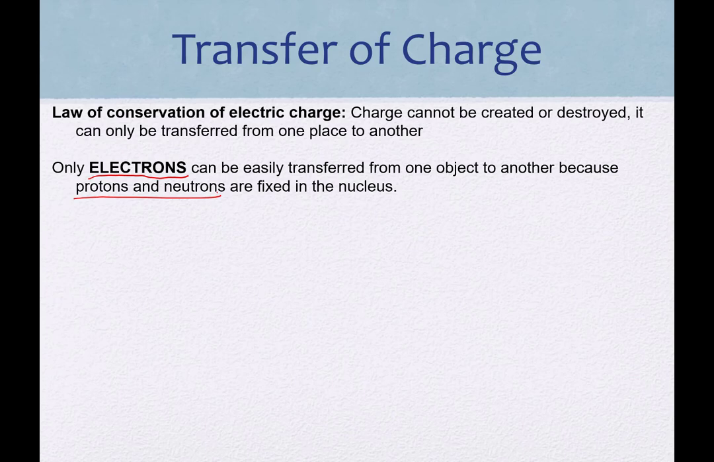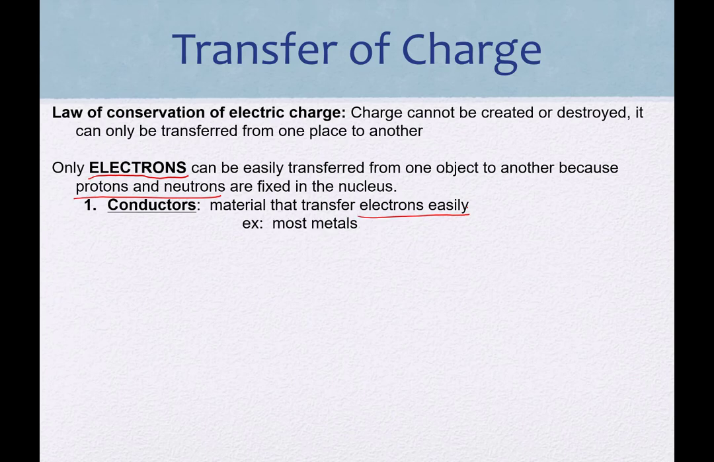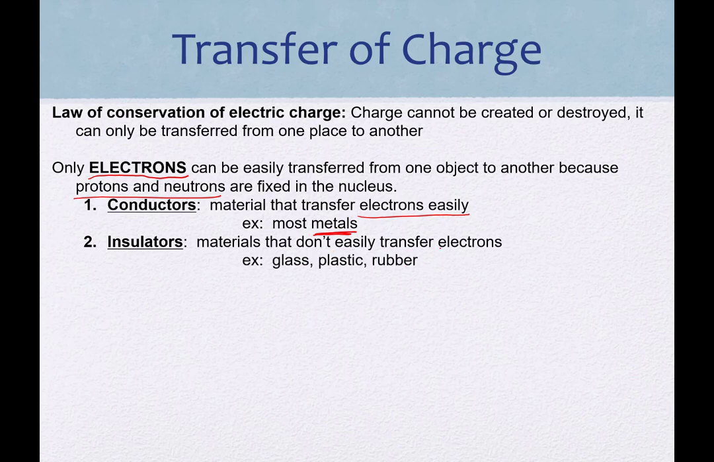We can also break down materials based on how they transfer charge from one place to another. Conductors are materials that transfer electrons easily. Electrons can flow through them freely. Metals are conductors, at least most metals are, which is why they're used for circuitry, lightning rods. Insulators are materials that don't easily transfer electrons, like glass, plastic, rubber, or air.